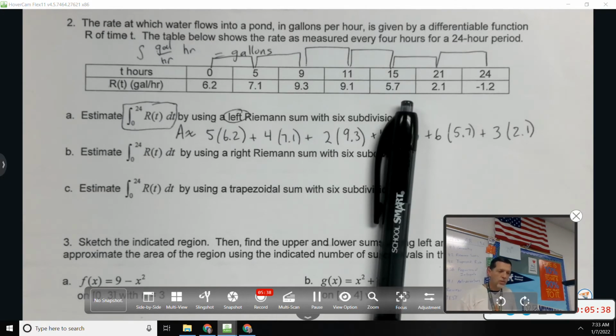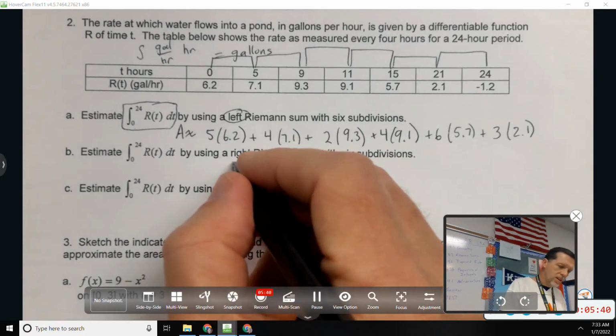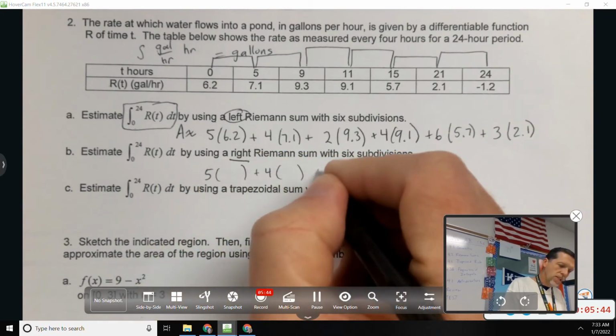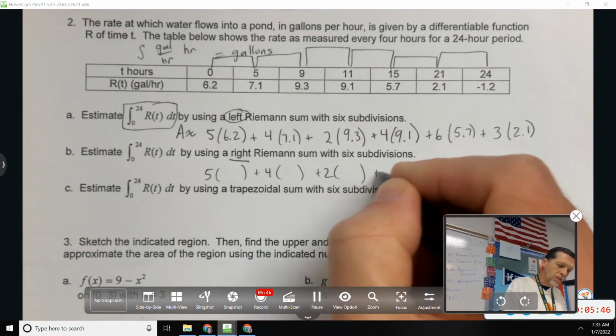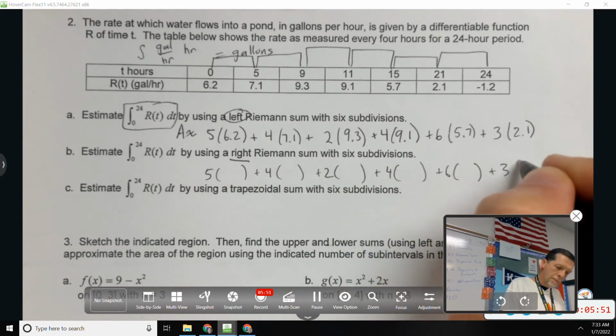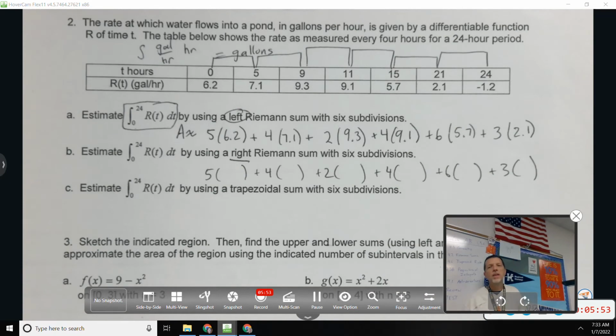Correct. The widths would be the same. That's right. Then you're just using the right one. That's a good observation. The widths would be exactly the same. Okay, just making sure. But then you would use the right-hand heights.